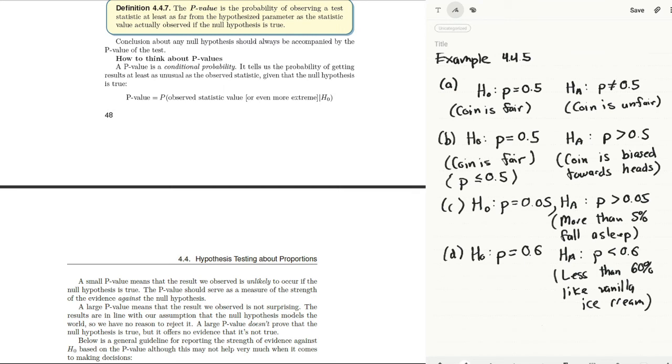And if we have a large p-value, then this means that the result we observed isn't surprising. And this means that the results are in line with our assumption that the null hypothesis will model the world and we have no reason to reject it. And so we will often say that we fail to reject the null hypothesis. Now, a large p-value doesn't mean that we have proven that the null hypothesis is true. We simply don't have enough evidence to reject the null hypothesis.